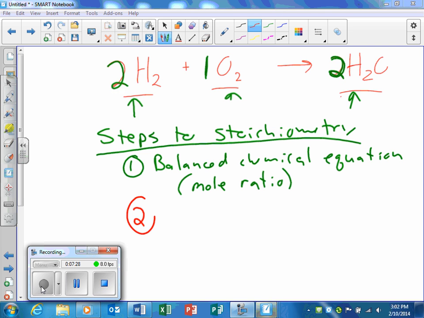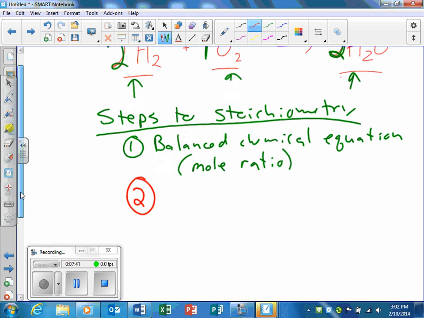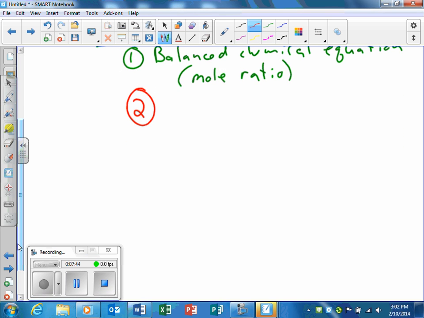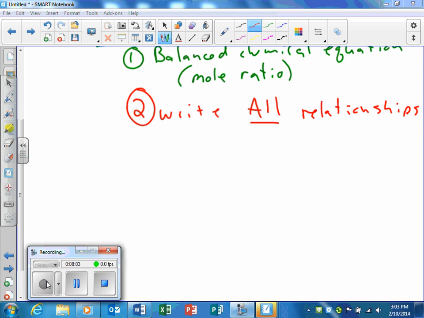Number two, this is what you have to do for me. When you get to chemistry class, this will be like second nature to you. But for me, this is what you have to do in the beginning of this chapter. Number 2, you need to write down all relationships. So now I'm going to define the relationships that you have to write down. Ready? Here they are.